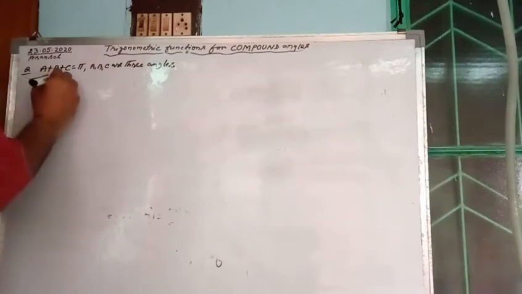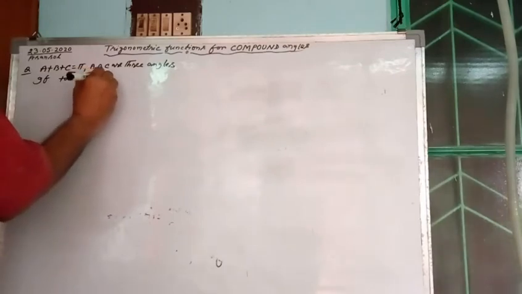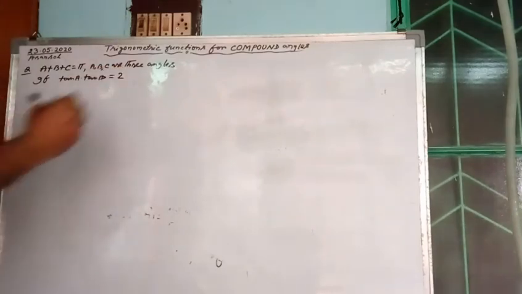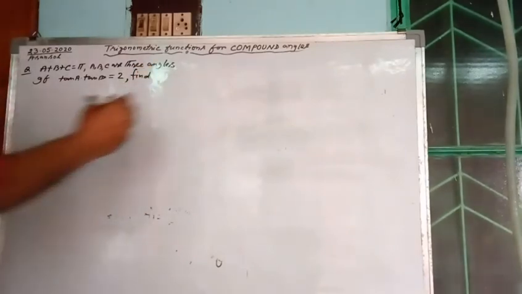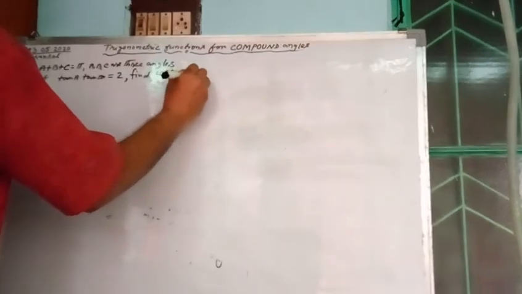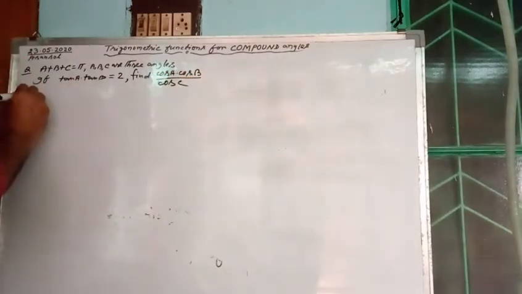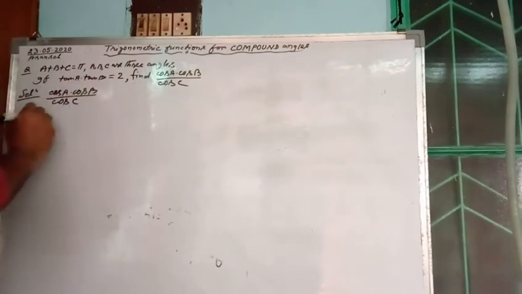It is also given, if tan A into tan B is equal to 2, then find the value of cos A cos B by cos C. Solution. Cos A cos B by cos C, we have to find this value.